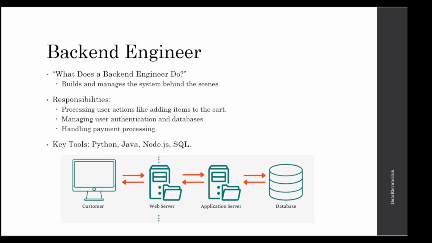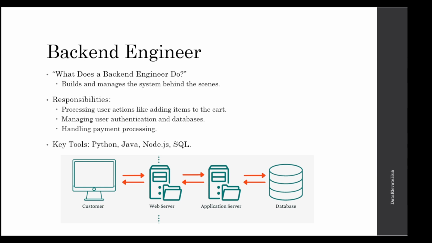Next up, we have the backend engineers. These people work on the behind-the-scenes systems that power the platform. When you click to add an item to your cart or make a payment, the backend makes sure those actions happen smoothly. They handle tasks like storing user data, checking product availability, processing payments, and managing the databases where all the product information is stored. So while the front end builds the storefront, the back end builds the storage rooms, the cash registers, and everything else needed to keep the shop running. They use tools like Python, Java, Node.js, and SQL.